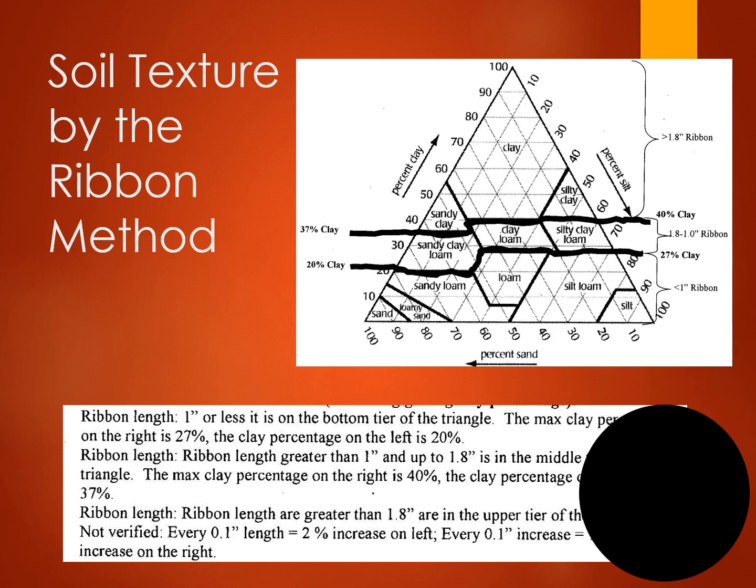Now, once we get over 1 inch, but we're not longer than 1.8 inches, we're either silty clay loam, or sandy clay loam. So sandy clay loam is going to be if we have more sand. Silty clay loam is going to be if we have less sand and more of a smooth texture to it. And clay loam is going to have more of a crunchy feel to it.